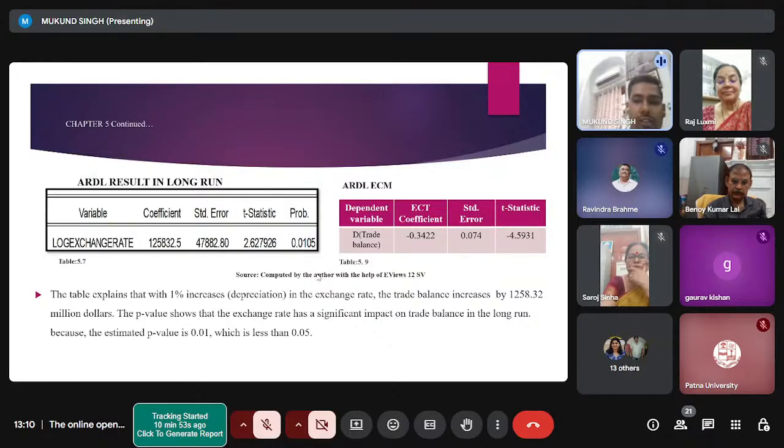And in long run analysis, 1% increase in exchange rate, trade balance increases by 1258.32 million US dollar. And the calculated p value suggested this relationship is statistically significant. And the error correction model suggested that due to deviation in short run, the long run equilibrium is adjusted by 34.22%.